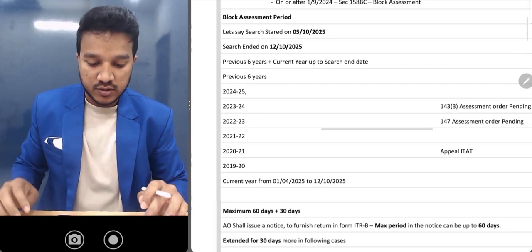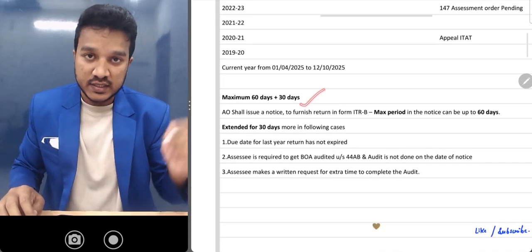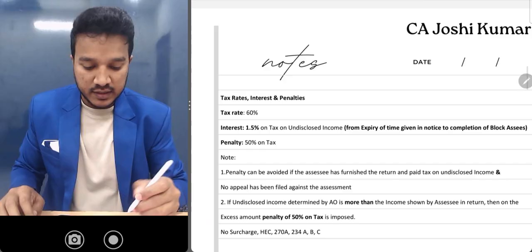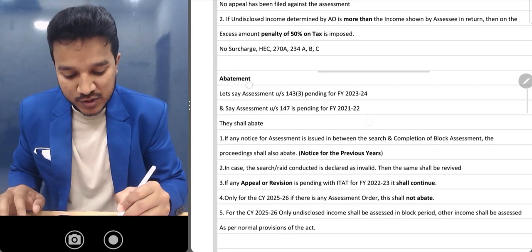So we have completed 3 parts now. Okay, we have completed the block period, we have completed the notice का time limits and all, and we have completed the tax, interest and penalties. Clear? Let's go. Now comes the most important abatement.